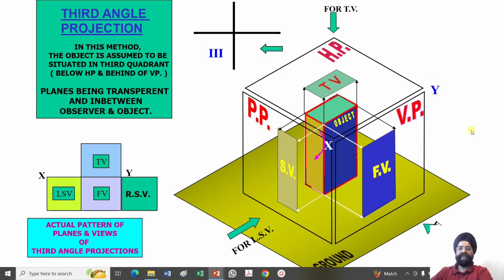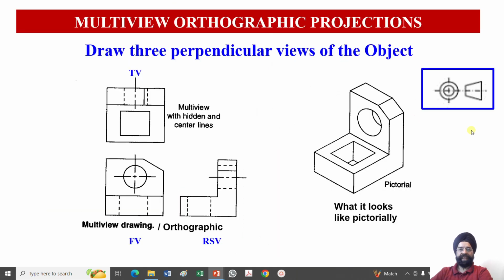Okay, so here you can see all these views. Three views, let us see how we can draw them. This is my object which is assumed. You can see this symbol. The symbol shows that the observer is here, the plane is here, and the object is here. So observer, plane, object. The front view of this object will be drawn below the XY line. I am considering this as the front. The top view of this object is drawn above the XY line.